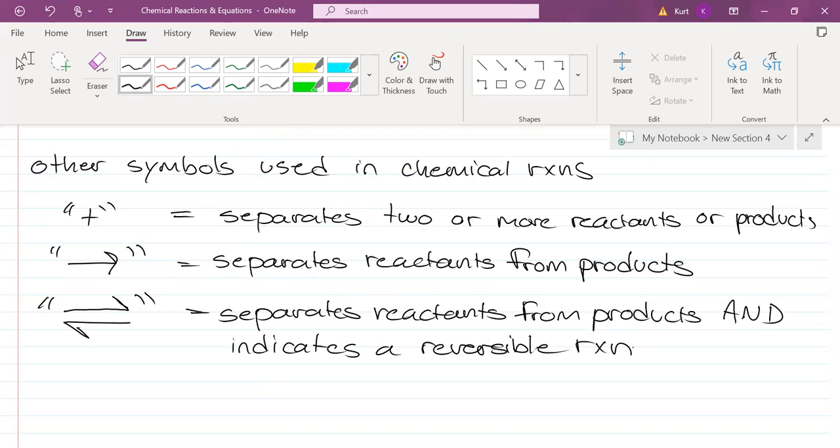So you have the plus symbol, you have the yields arrow, you have the reversible yields arrow, then you have G, S, L, and AQ. That's about it.